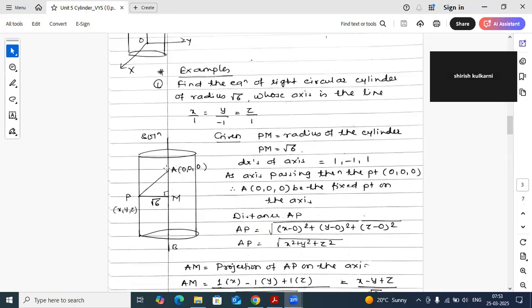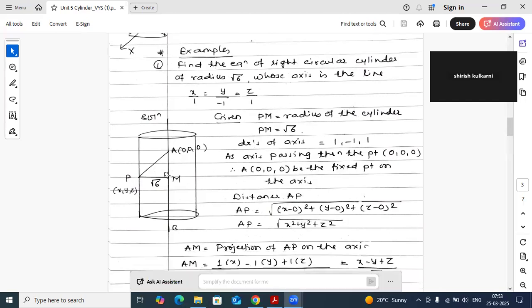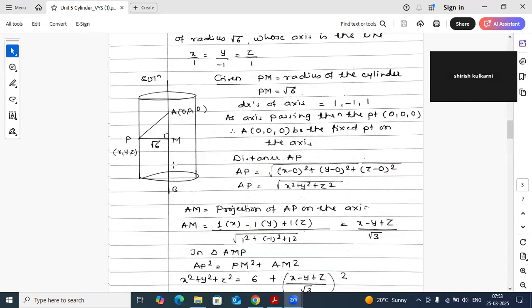First find out the distance between the 2 points A and P using the distance formula: x minus 0 bracket square plus y minus 0 bracket square plus z minus 0 bracket square. AP is equal to under root of x square plus y square plus z square. Then you have to find out the projection. AM is the projection of AP on the axis. Then x, y, z as it is, multiplied by the DRS: 1 into x minus 1 into y plus 1 into z, means x minus y plus z, upon under root of 1 square plus 1 square plus 1 square, means root 3.